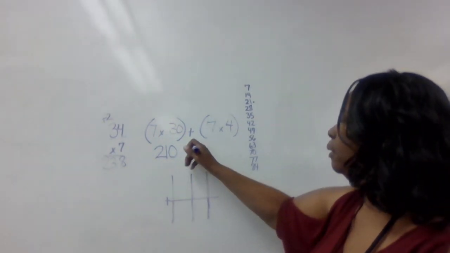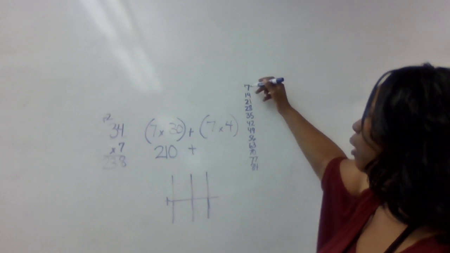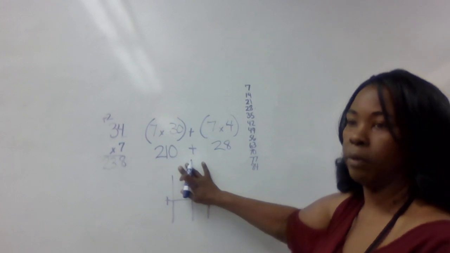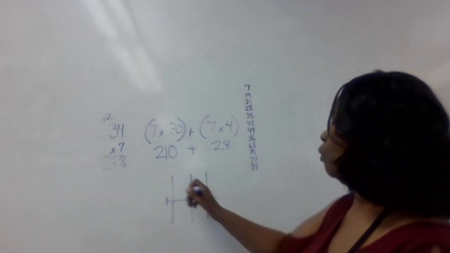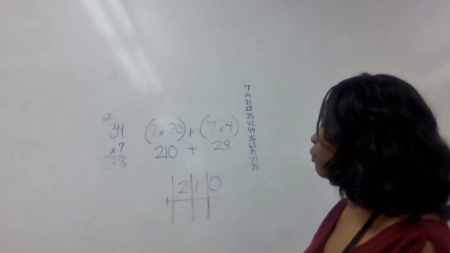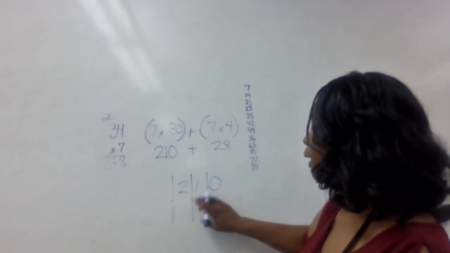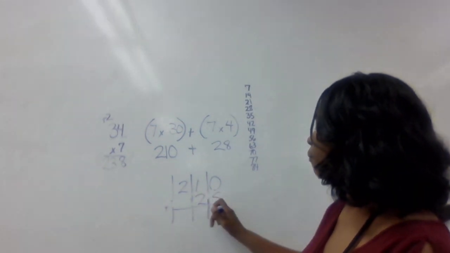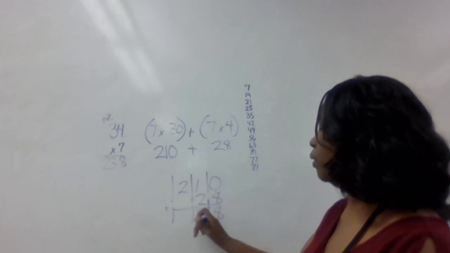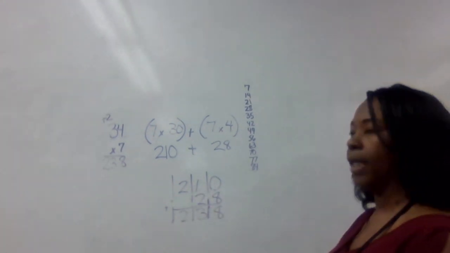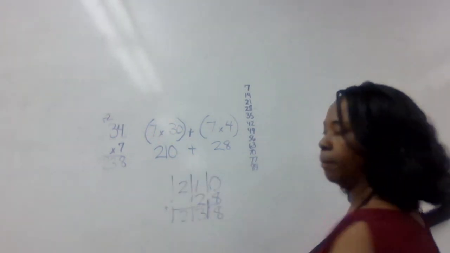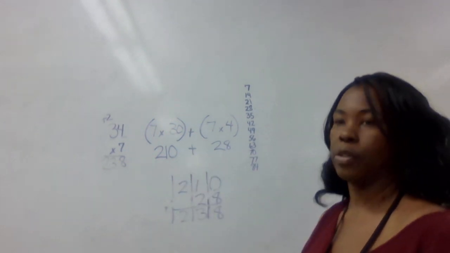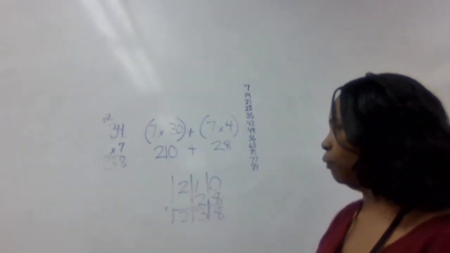210 plus 7 times 4, go down 4: 1, 2, 3, 4. That gives me 28. Now I'm going to add these two numbers on the line to find my product, which is the answer to a multiplication problem. 210, let me move my line down a little bit, plus 28, that gives you 8. 2 plus 1 is 3, and bring down the 2. So that's how you know you're correct when you end up with the same answer. Notice I did every process. I just didn't assume, oh, I did it right and it's 238. You actually have to go all the way through the problem.